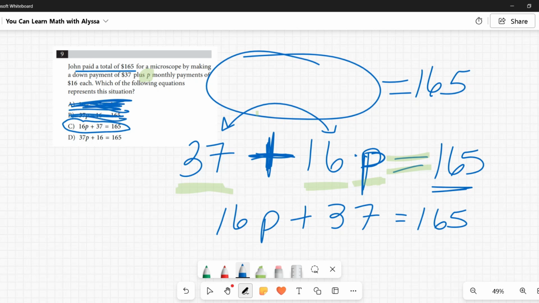And then we can look and say, okay, $37 plus something. That $37 is standing by itself. This is the only one that has $37 standing by itself. This one has 37 times P. So that's another way to look at it, given the answers that are provided. They're not always so nice, so it's always good to be able to know how to form the equation on our own. But in this case, we also could have done some process of elimination to help us.